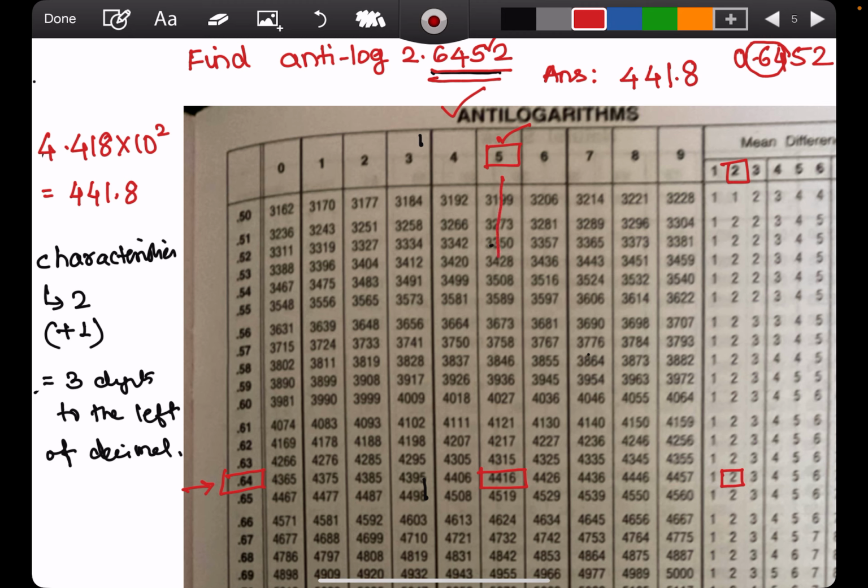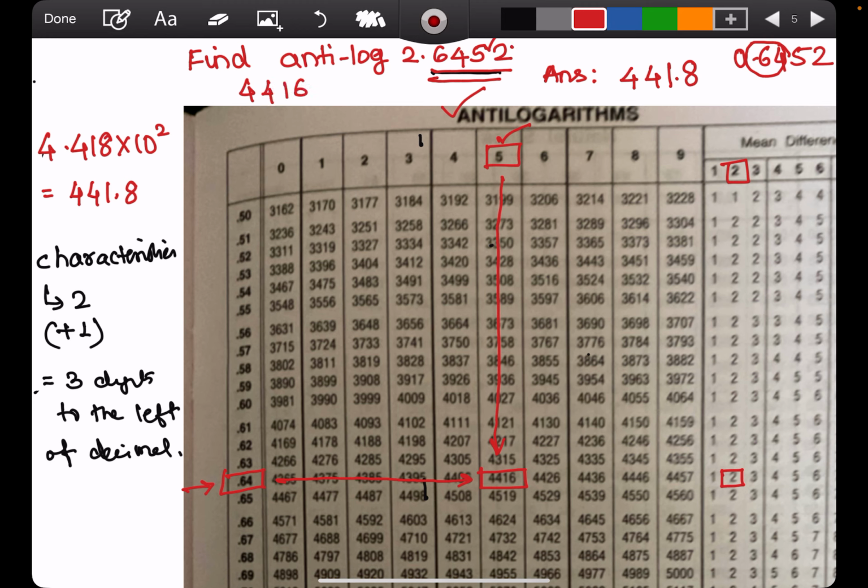Move vertically downwards like this. Move towards the right on the 0.64. Move like this. Wherever it intersects, that gives you the number 4416. So now I got the number as 4416, right? 4416.